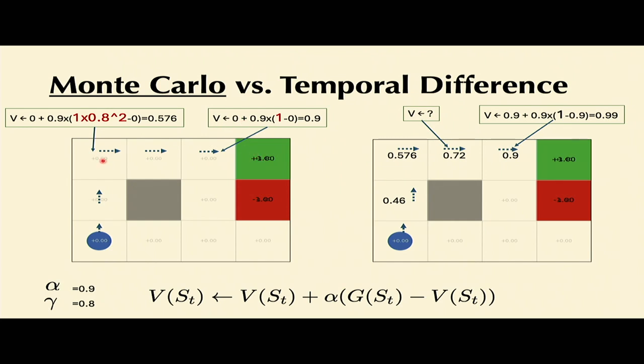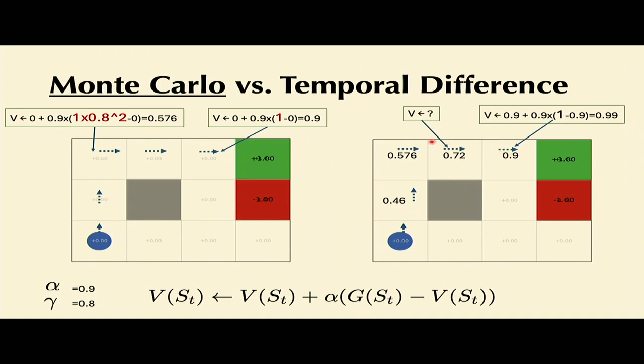Then the G of ST here is zero plus gamma plus gamma square times one. So it's gamma square, okay? All right, and now I want to get to the next step.